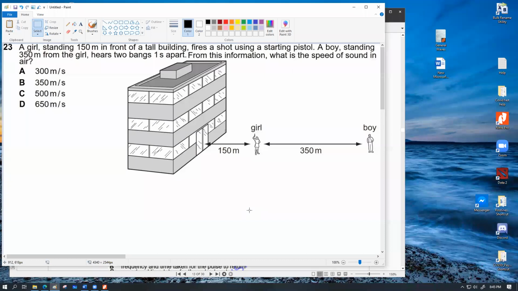A girl standing 150 meters in front of a tall building fires a shot using a starting pistol. A boy standing 350 meters from the girl hears two bangs 1 second apart. From this information, what is the speed of sound in air?